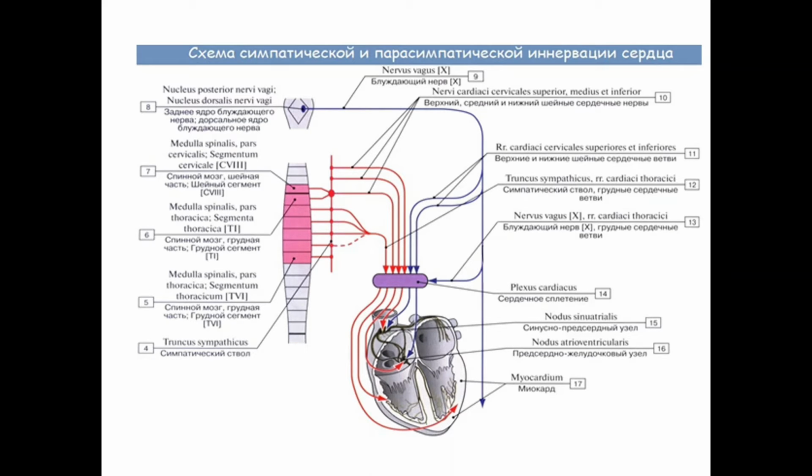The upper, middle, and lower cervical, as well as the thoracic cardiac nerves, start from the cervical and upper 2 to 5 nodes of the right and left sympathetic trunks. The innervation of the heart is also carried out by branches from the right and the left vagus nerves.